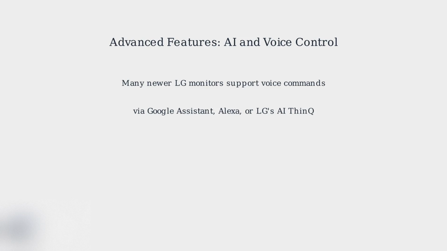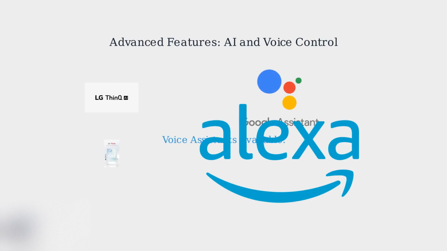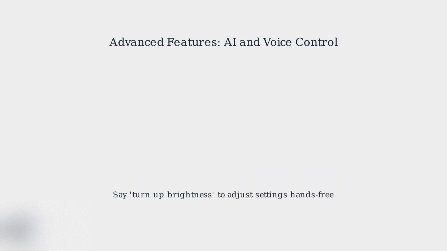Advanced features in newer LG monitors include AI and voice control integration. Many models support hands-free adjustments using Google Assistant, Alexa, or LG's AI ThinQ platform. You can access these voice assistants to control monitor settings without physical buttons or remotes. To set this up, enable voice assistant integration within the monitor's settings menu and through the LG ThinQ mobile app. Once configured, simply speak commands like "turn up brightness" to adjust monitor settings hands-free, making control seamless and convenient.